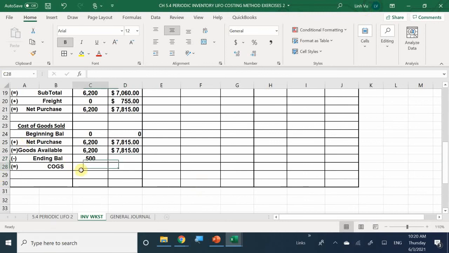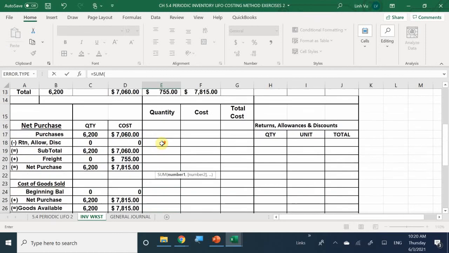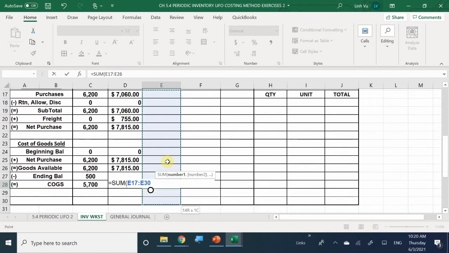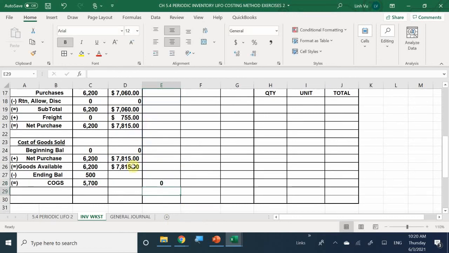So therefore, how many units did I sell? 5,700. All right. So once again, I'm going to do an equal sum in this column here so I can have a running balance. And I'm going to carry this formula across as well, just so I don't have to calculate the total amounts at the end.